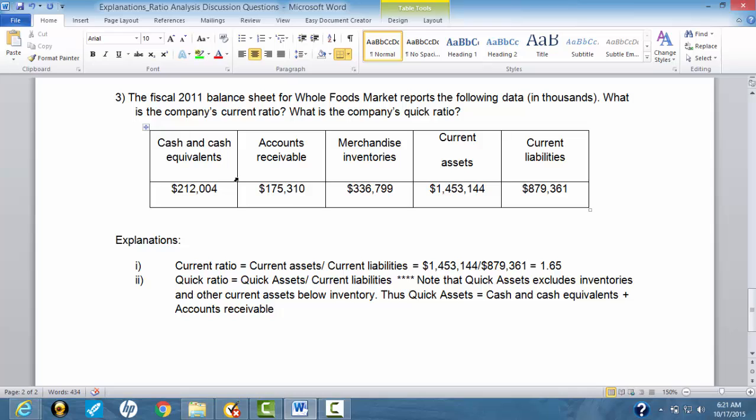So cash and cash equivalents are 212004. We add that to accounts receivable, but we do not add inventories because we're using quick assets to calculate quick ratio. So quick assets for the company will be 212004 plus 175310.